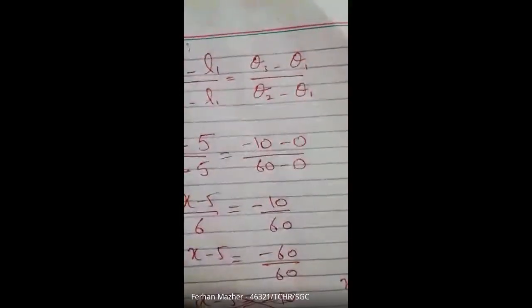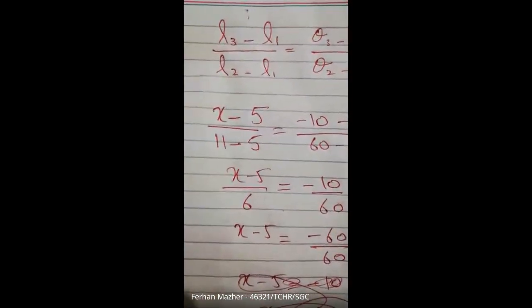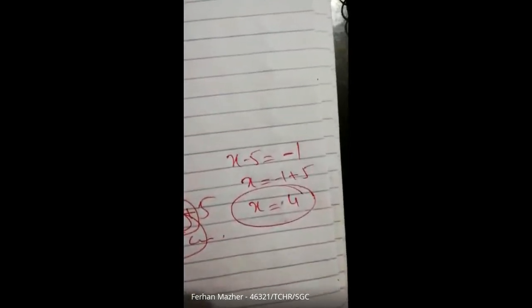If I can show you my work, I don't know if it's visible or not. I don't think it's visible. Let me show you. Can you see it? L3 minus L1 by L2 minus L1. This is one of the calculations. Okay, so this is how we got it.